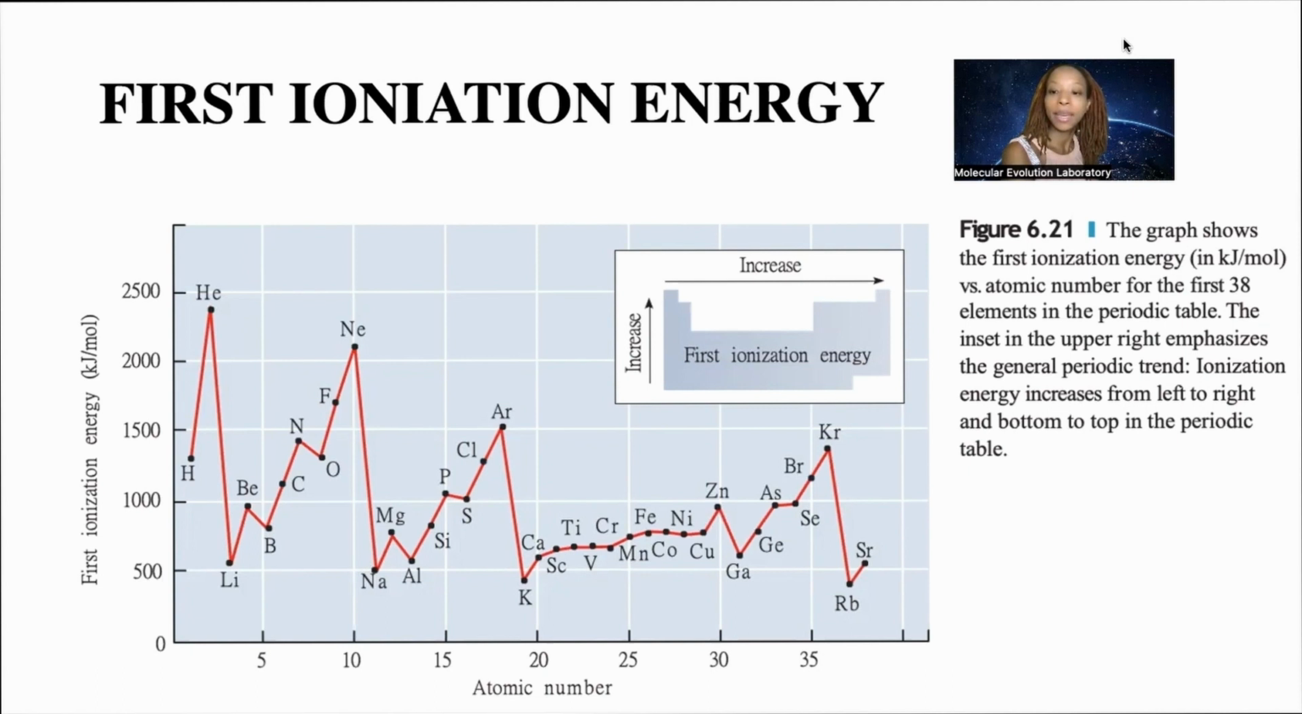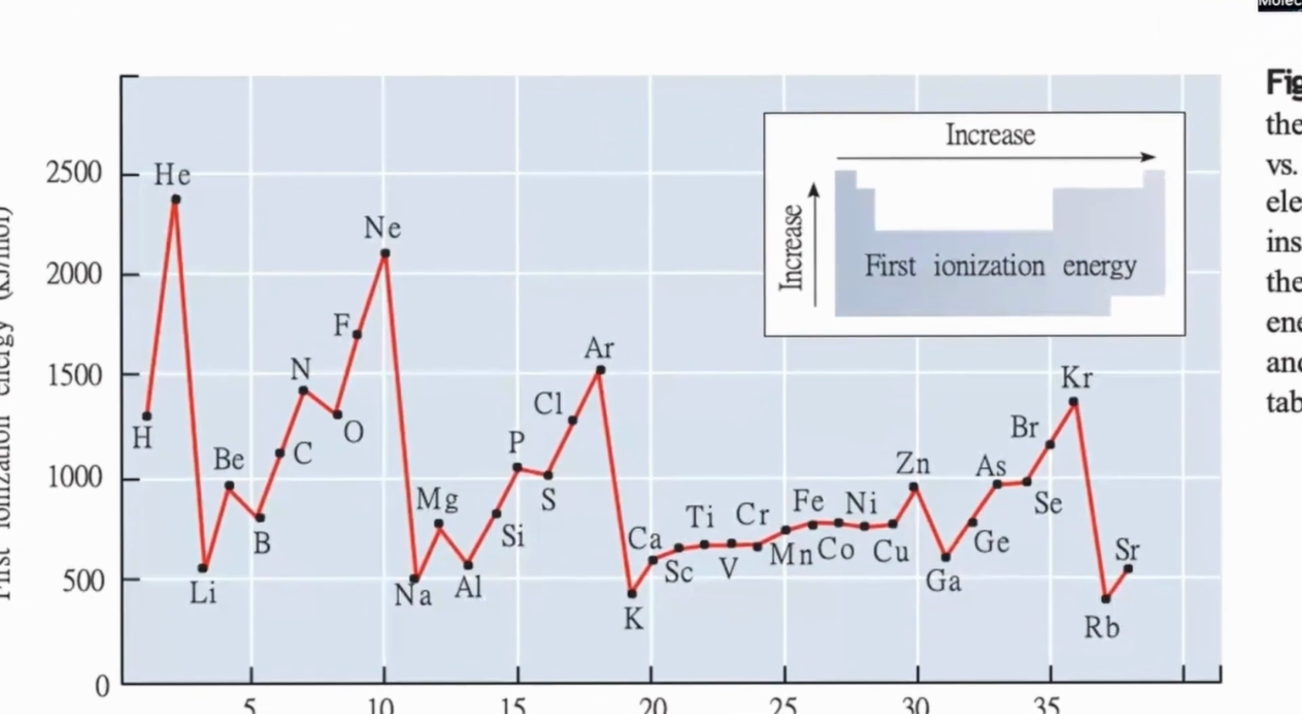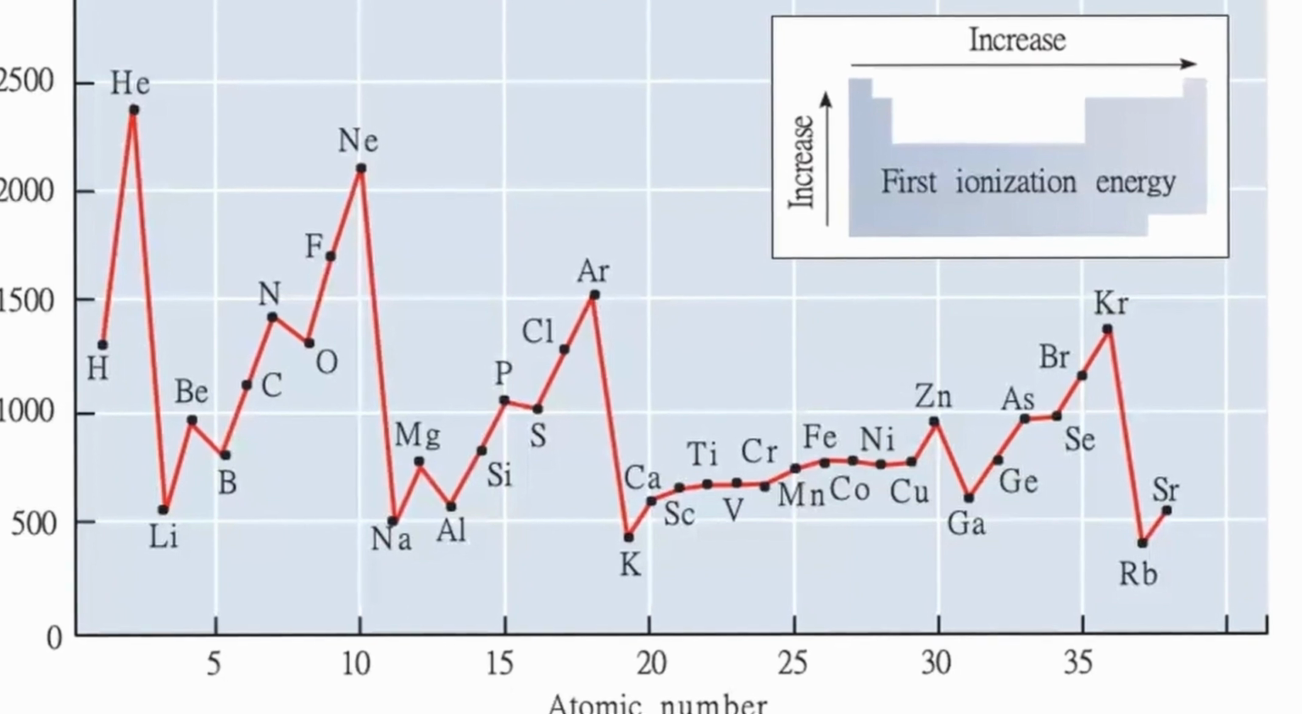The graph shows the first ionization energy in joules per mole versus atomic number for the first 38 elements in the periodic table. The inset in the upper right emphasizes the general periodic trends. Ionization energy increases from left to right and bottom to top in the periodic table.